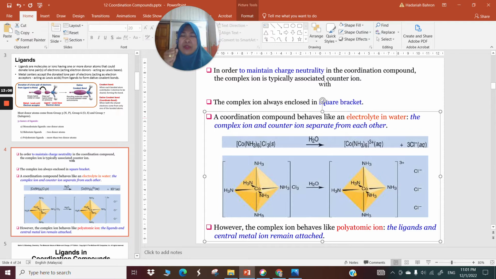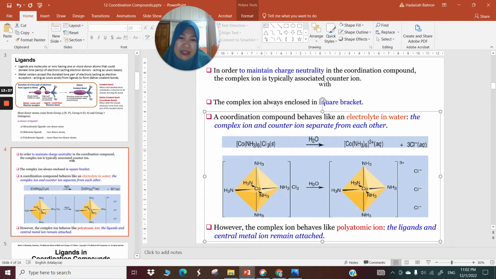So when you put your coordination compound in any solvent and it dissolves, the complex ion and the counter ion will separate from each other. The complex ion will be an entity with maybe a positive charge. If it is a positive charge, then your counter ion must be negatively charged, or vice versa. If your complex ion is negatively charged, then your counter ion will have to be positively charged.